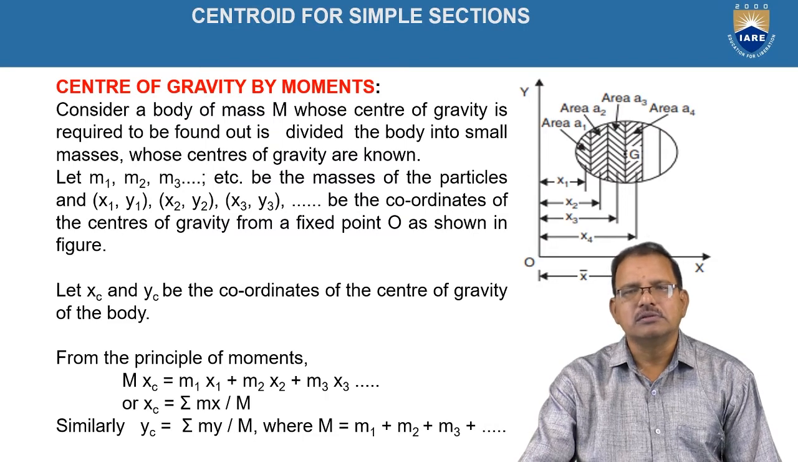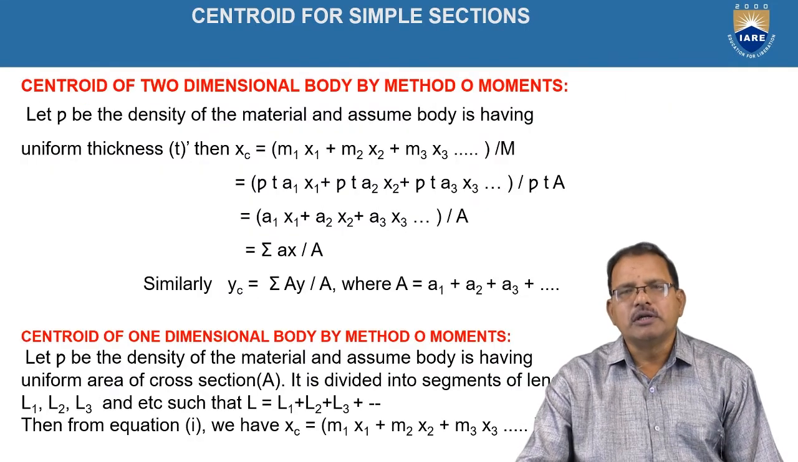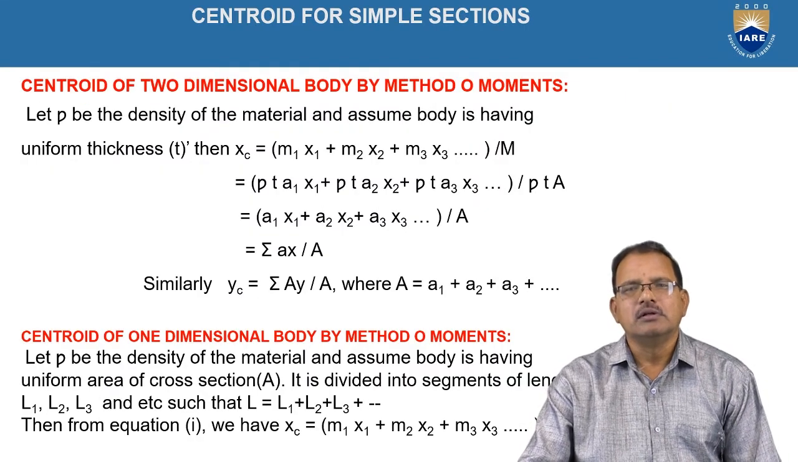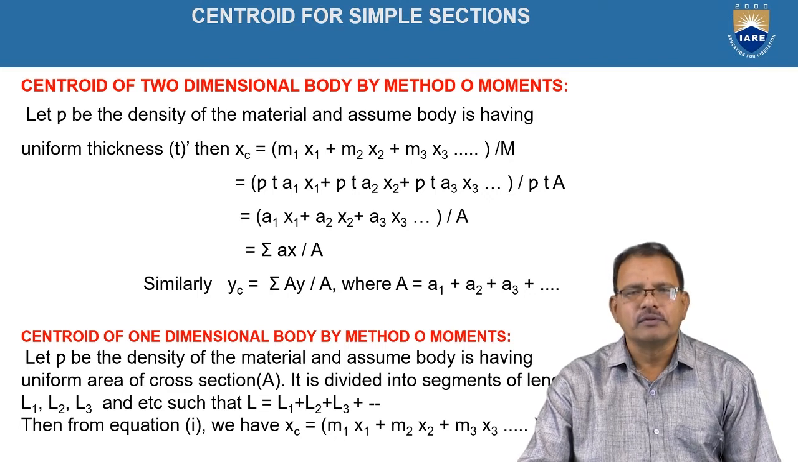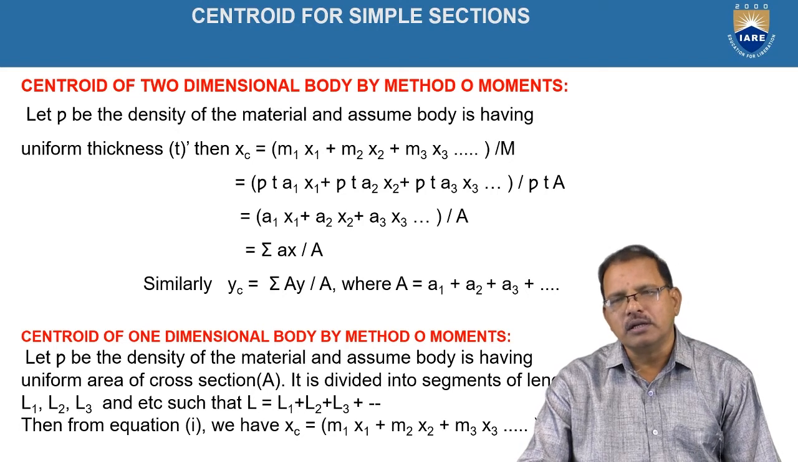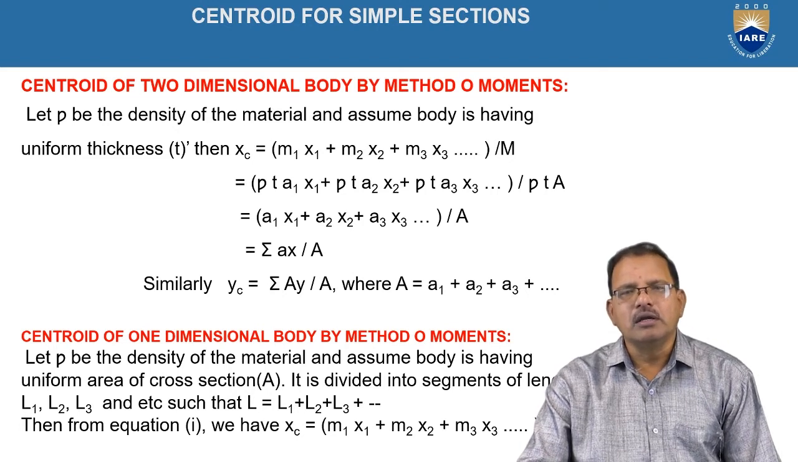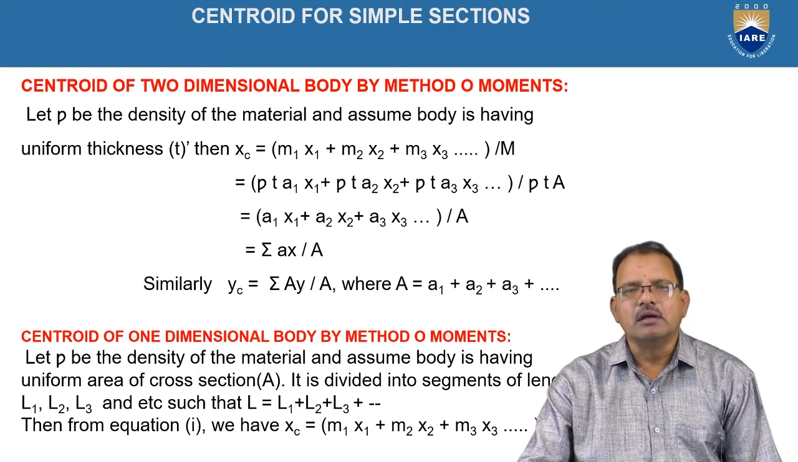Similarly, yc is equal to sigma my divided by capital M. When the three-dimensional object has uniform thickness, the modified equation can be written as xc is equal to sigma ax divided by capital A. Similarly, yc is equal to sigma ay divided by capital A, where capital A is the area of the given object or plane lamina, and A1, A2, A3 represent the areas of the parts into which the object is divided.